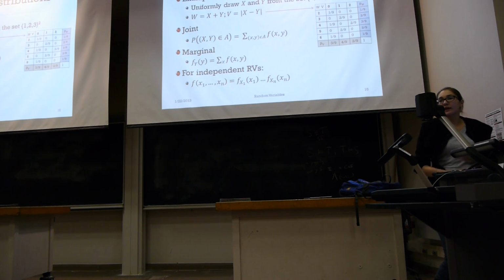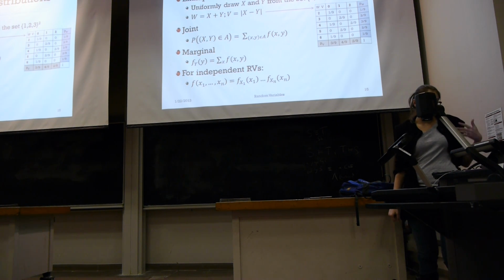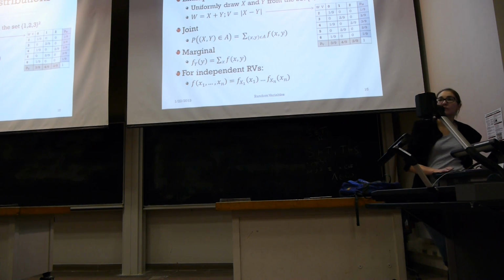Okay, so yes? What's f? F is the joint distribution. It's a function of x and y that has to integrate to 1 over all combinations of x and y. It's a probability distribution for both of those.